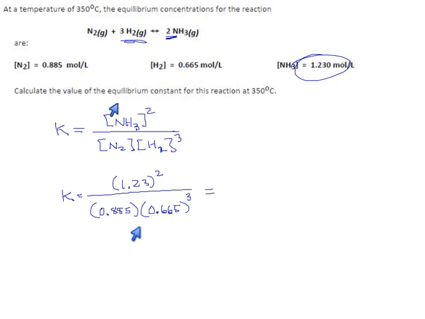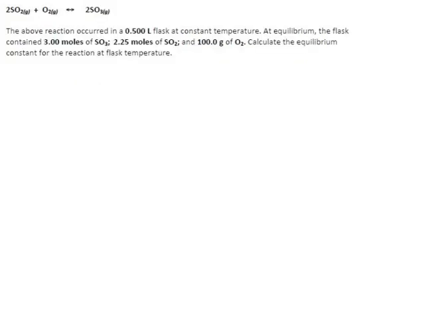So if we calculate this thing, 1.23 squared divided by 0.885, also divided by 0.665 to the third, I get that the K for this is 5.81. All these had 3 significant digits, so giving the K to 3 digits is probably okay. Okay, sulfur dioxide. Remember to check if there's anything that we're ignoring in our K here. Gas, gas, and gas means that we keep all this stuff.